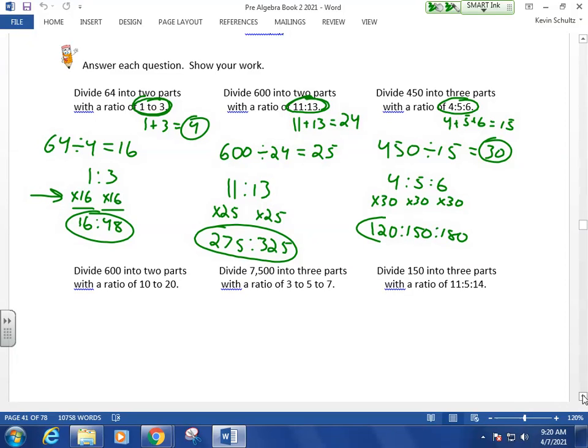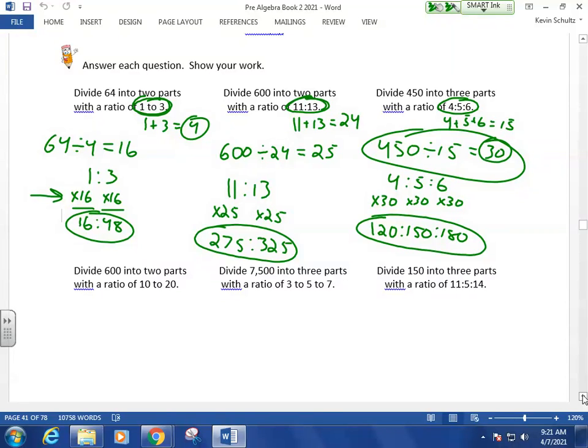Notice how our original ratio 4 to 5 to 6 increases by 1 from 4 to 5 to 6. Since 1 unit is worth 30, that's why our final answer increases by 30. 120 to 150 to 180, right? Because each one of the ratio represents 30. And we found that by doing this step here. Okay?